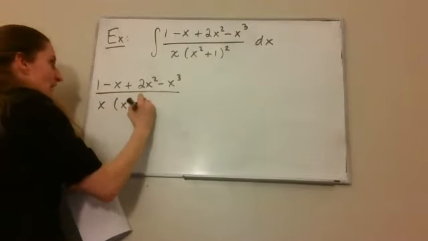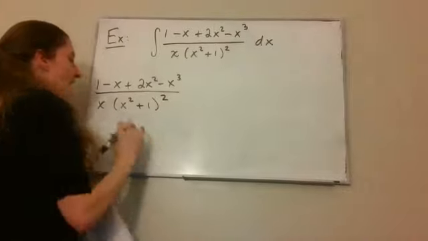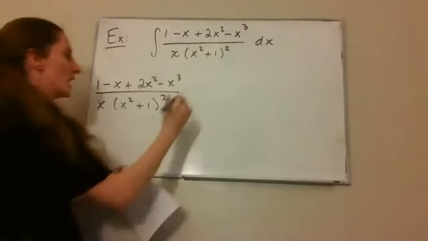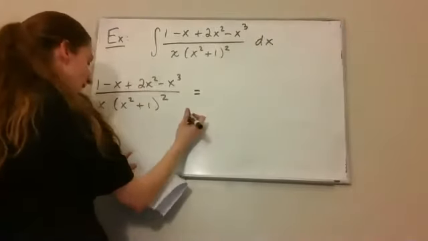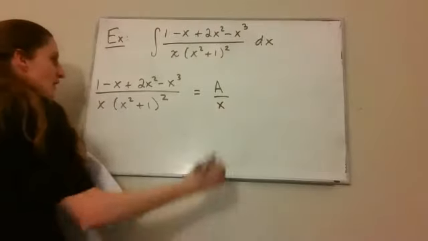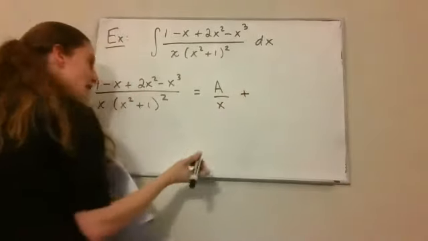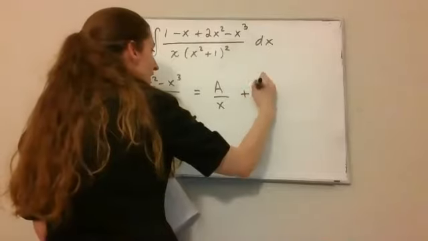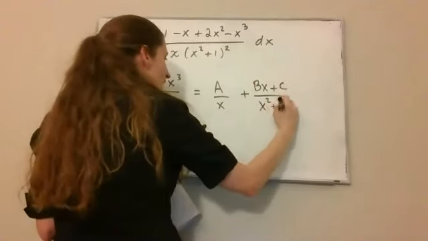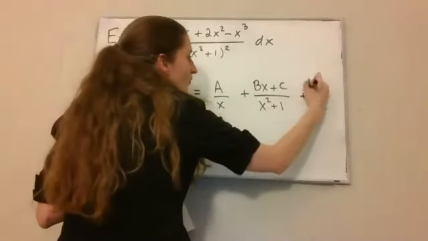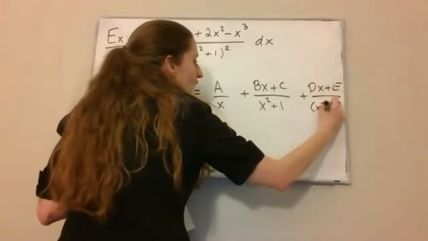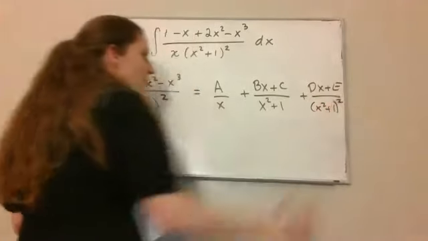Notice that I have a linear factor x, and I have a quadratic factor x squared plus 1 that's repeated 2 times. So for the linear factor, I'm going to have a over x. And then for the quadratic factor, I need 2 terms. One of them is bx plus c over the quadratic factor. And the other one will be dx plus e over the quadratic factor squared.